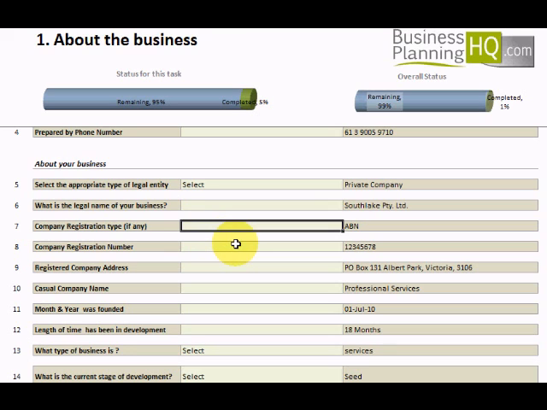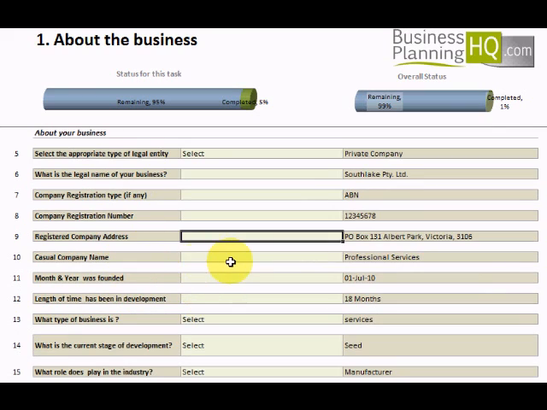If there's a different type of registration in your country, in Australia we have Australian business number and the Australian company number. Whichever one you would like to enter, you can put there. So this is just for the name of that registration type, and then enter your registration number. And a registered address for the company, a casual name for the company.